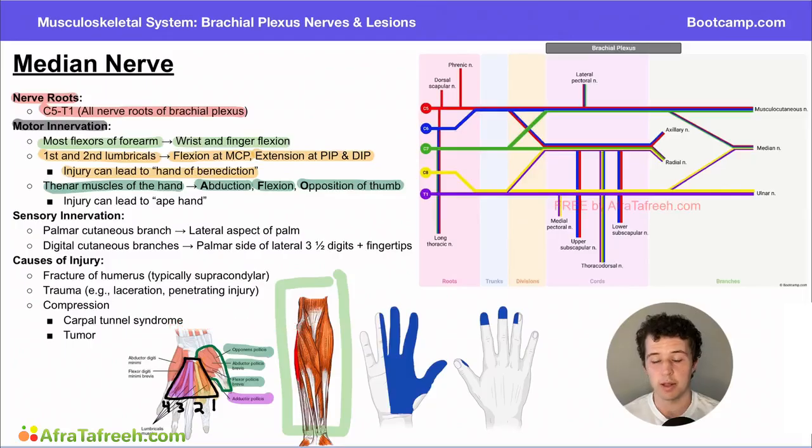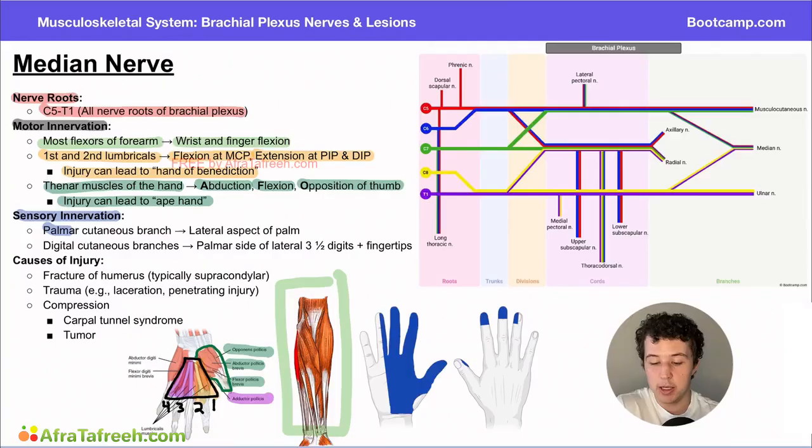Injury to the median nerve and loss of these thenar muscles can lead to ape hand. Ape hand is the inability to abduct the thumb away from the hand, leaving it stuck to the palm. Next up, we'll talk about the sensory innervation of the median nerve.